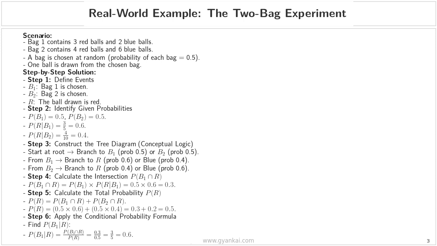Finally, in step 6, we use the formal definition of conditional probability we learned on the first slide. Let's say we want to find the probability that we chose bag 1, given that we already know the ball drawn is red. This is written as the probability of b sub 1 given r. To find this, we take the intersection we calculated in step 4, the probability of b sub 1 and r, and divide it by the total probability of r that we found in step 5. That gives us 0.3 divided by 0.5, which simplifies to 3/5, or 0.6.